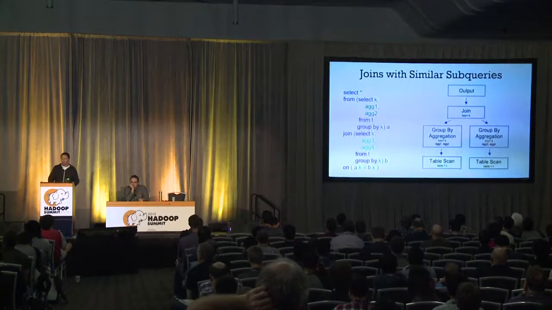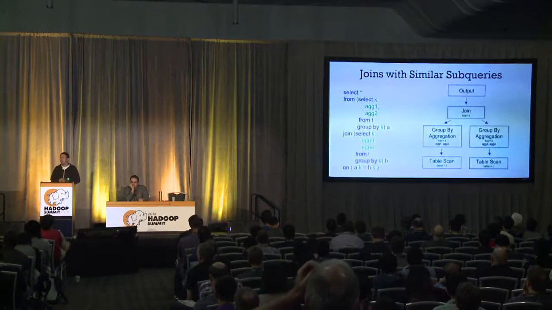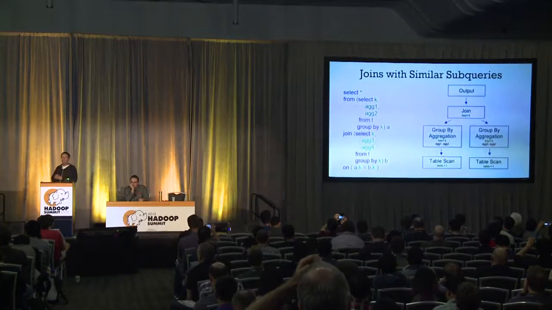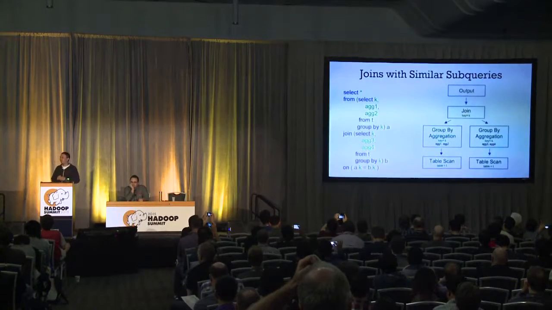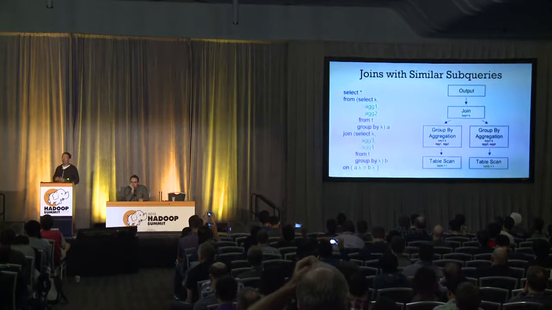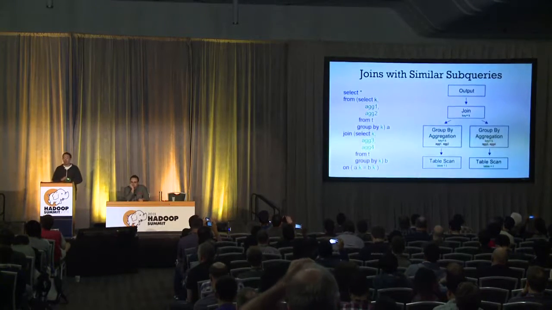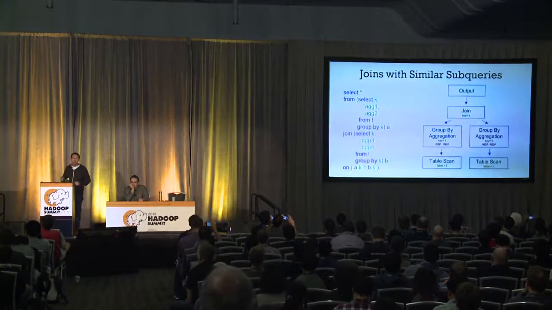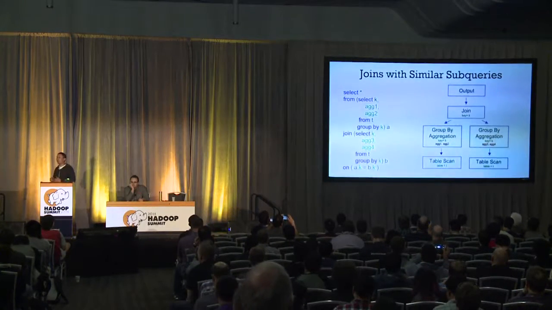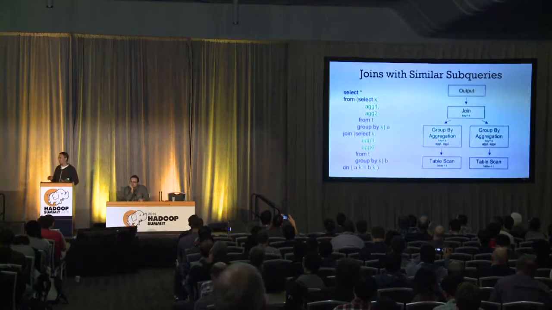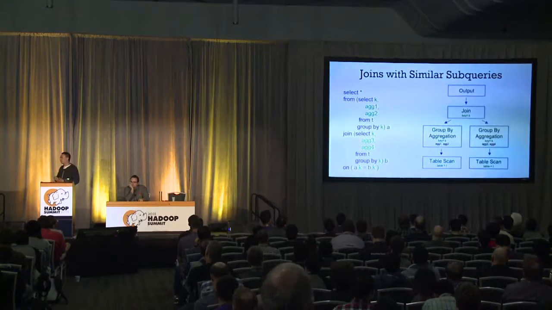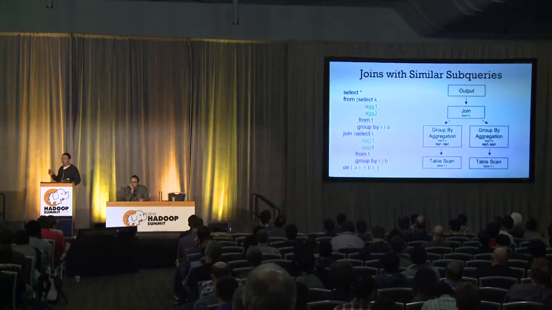Another thing we did is to rewrite joins. Let's take a look at this example on the left. This is a little bit complex, but it's a simple join with two relations, where these relations are scanning the same table, grouped by the same key, which is the join key, and the only difference between these two relations is their aggregation functions. So the original plan is something to the right.